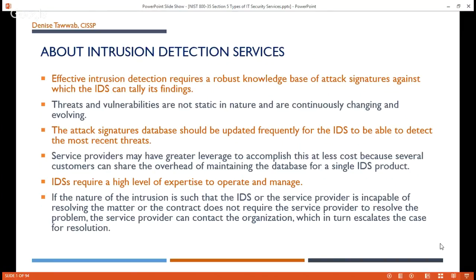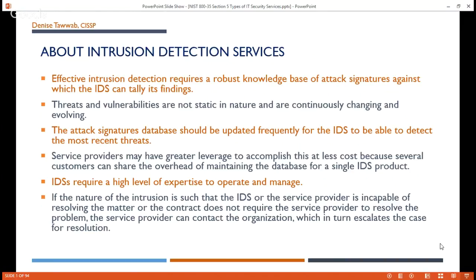Service providers may have greater leverage to accomplish this at less cost because several customers can share the overhead of maintaining the database for a single IDS product. And I know that Cisco does that, and I cannot think of the name of the product. IDSs require a high level of expertise to operate and manage. You got to know what you're doing. So you want to hire somebody who's competent, of course.